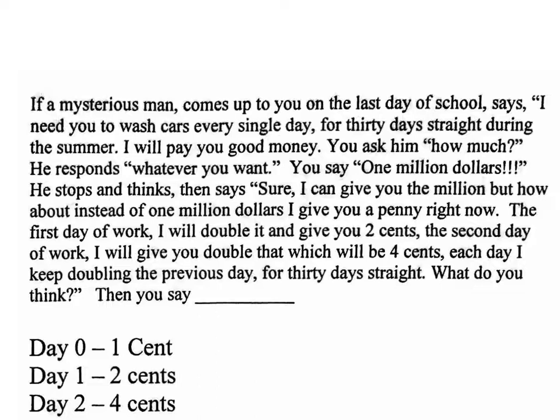You say $1 million. He stops and thinks and says, sure, I can give you the million, but how about instead of $1 million, I give you a penny right now. And on the first day of work, I'll double it and give you 2 cents. And on the second day of work, I'll double it and give you 4 cents. And after that, I'll double it and give you 8 cents. And so on for 30 days straight. More than 10 million.